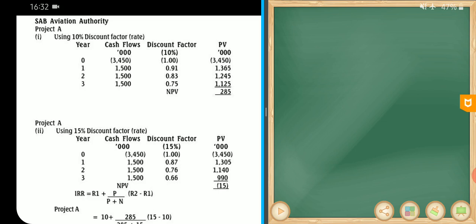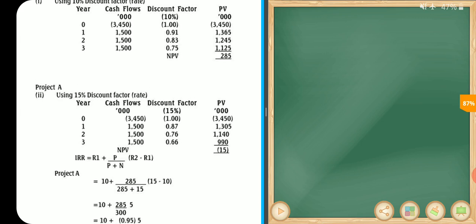You can see here that our NPV is positive. And because it is positive, that means this other one that is higher will give a what? Negative NPV. So using 15%, we still discount the same way. You can see we have a negative NPV now at 15%. Then we'll now come and apply our formula.